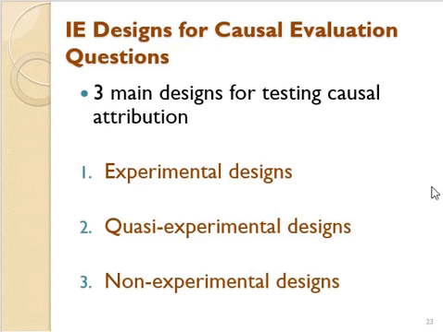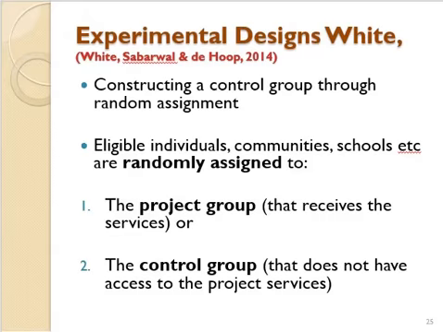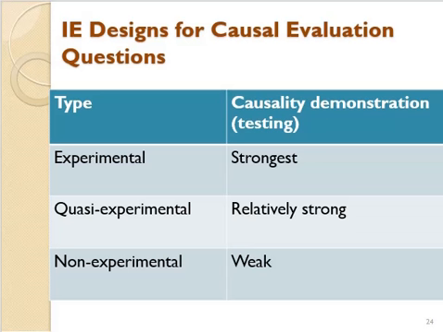Of course, the more experimental you are, the stronger you are in terms of attributing your outcomes to your intervention. Okay, because with experimental designs, you have control, you can control factors and therefore be able to attribute. But the more you become less experimental, the less you are likely to control the other factors that might influence achievement of your outcomes. So that's why I have given you this dichotomy regarding the causality demonstration, that the experimental designs have the strongest way of testing causality attribution compared to these others.